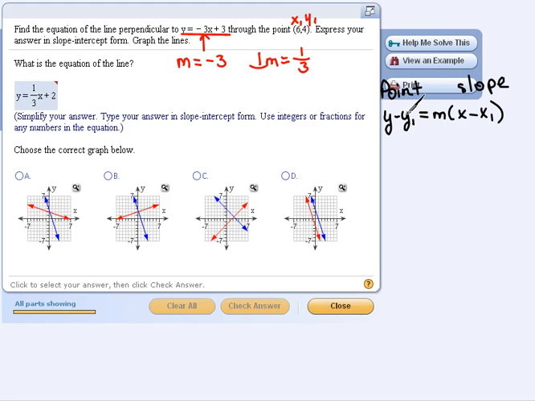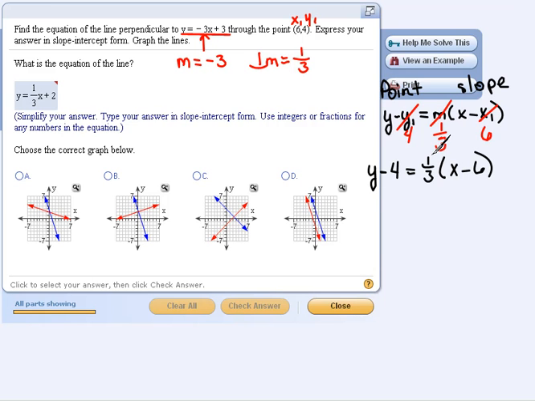I'm going to replace the y1 with 4. I'm going to replace the m with 1/3 because that's the slope we're going to be using here. And I'm going to replace the x sub 1 with 6 because that's the x value from my point, which is 6. And now we continue to clean this up. So this will be y minus 4 equals 1/3 times x minus 6.